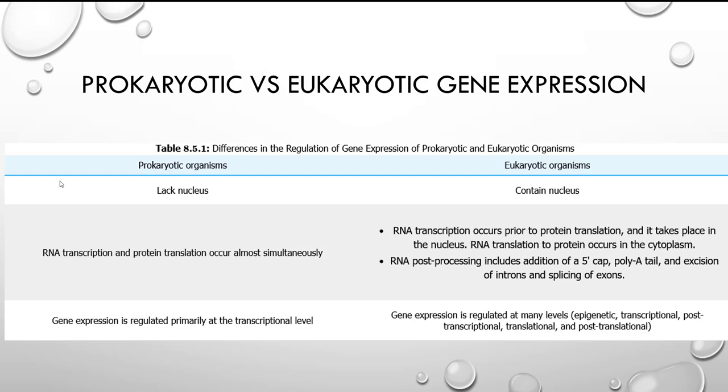Because that's happening simultaneously, gene expression is regulated primarily at the transcriptional level. While it's transcribing, it's translating at the same time. So gene expression can occur right there at the transcriptional level. But eukaryotic organisms are different, right?